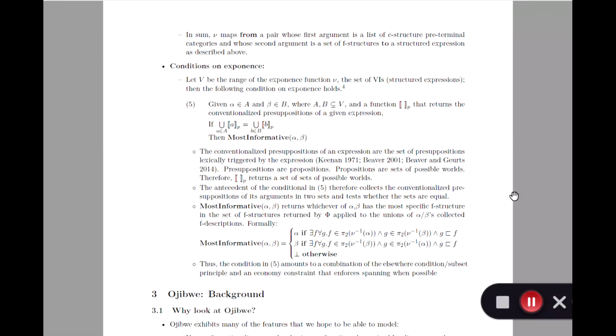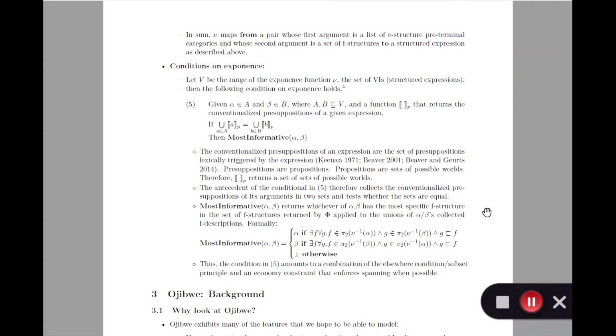And there are certain conditions on exponents that ensure that the right VIs get exponed or realized with respect to certain terminal nodes in the C structure. We have it written out formally here in 5 and in the discussion below that, and we invite you to take a close look at that and give us feedback on whether we seem to have it right.